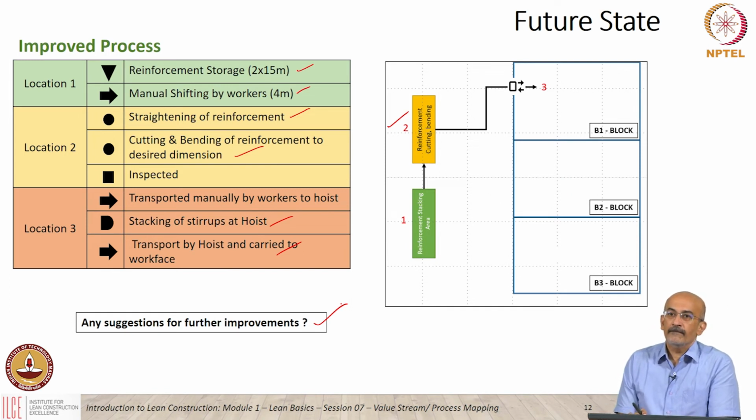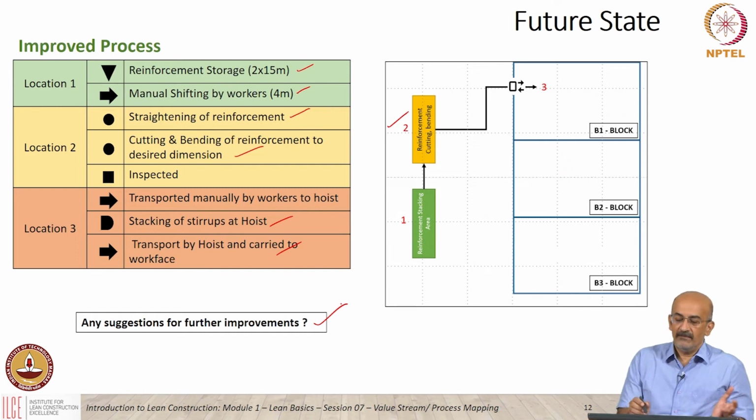Yeah, stirrups can be made offsite. Yeah, it can be made offsite, in which case there will be a totally different process. One might also ask the question, why is the hoist here? Why can't I have the hoist elsewhere? That might be a larger question.